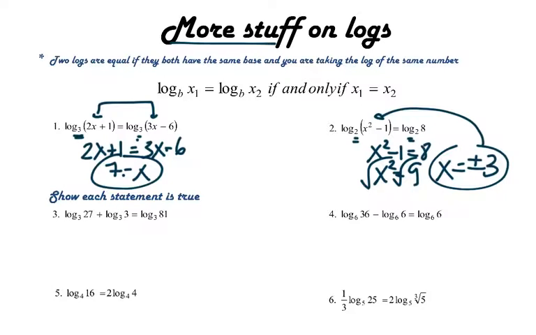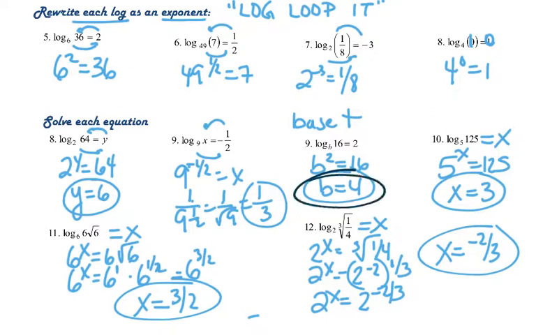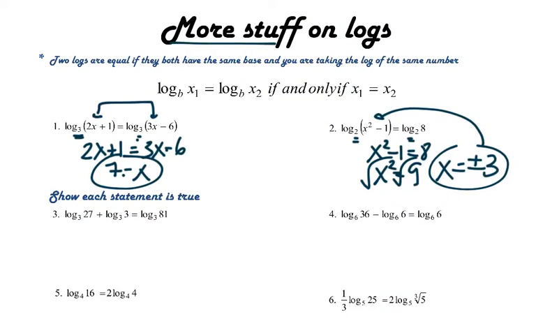I do have to take the log of a positive number, but negative 3 squared minus 1 is 8. That's different than over here where we just did 4, and that was because we were solving for the base, and the base had to be positive. So that can be a little tricky.